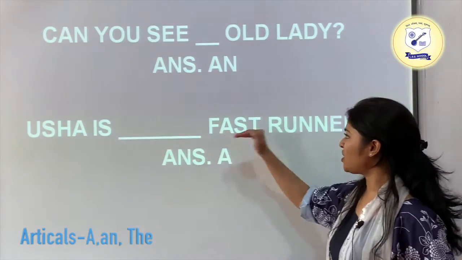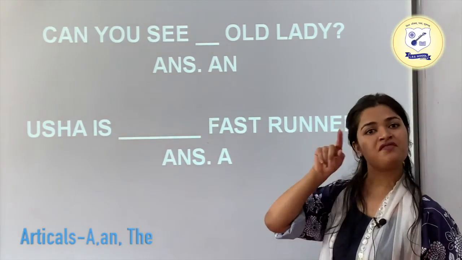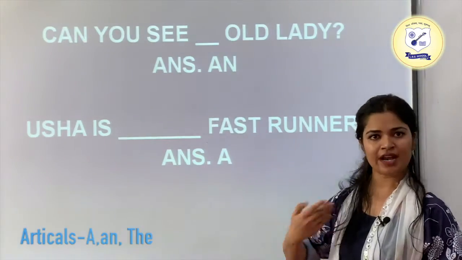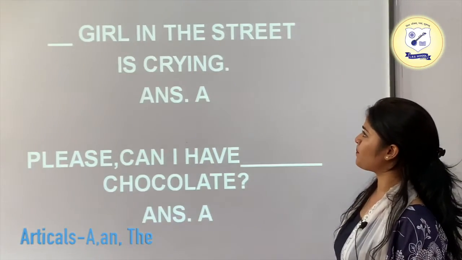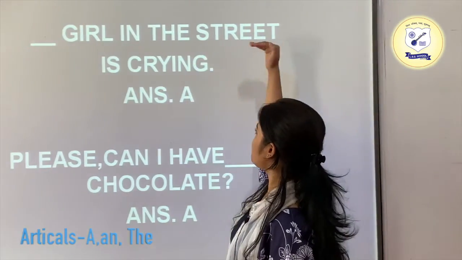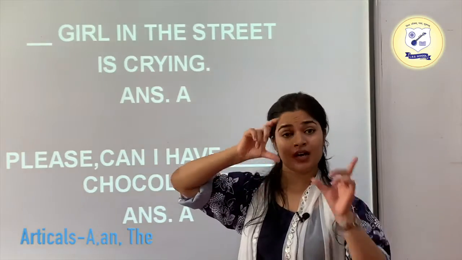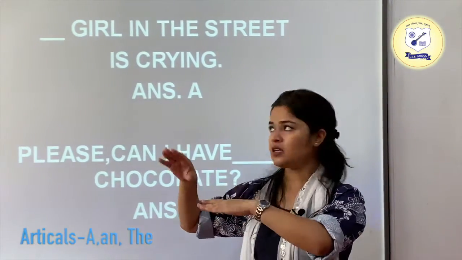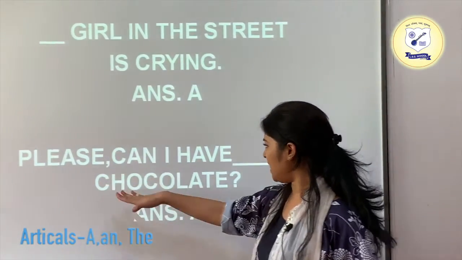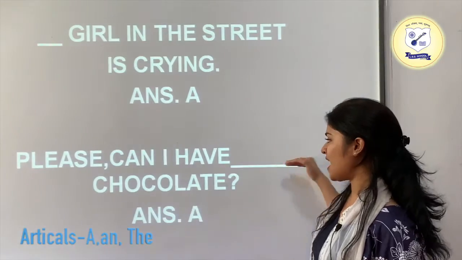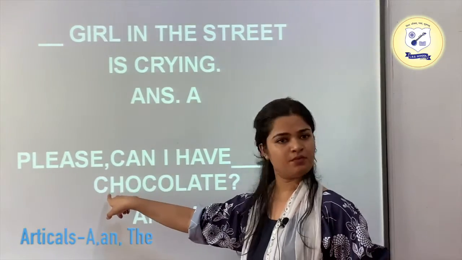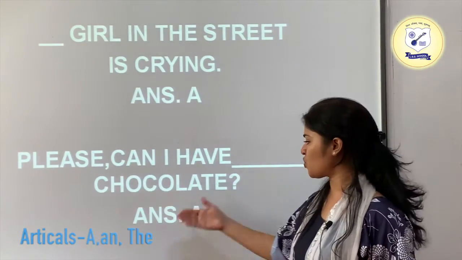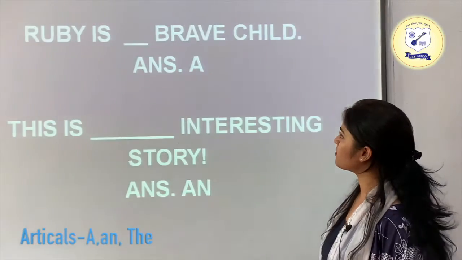Usha is dash fast runner. Usha is a fast runner. This is beginning with a consonant sound. Dash girl in the street is crying. A girl is crying in a street. Please, can I have dash chocolate? This is beginning with C, which is a consonant sound. So what you will write is "a."